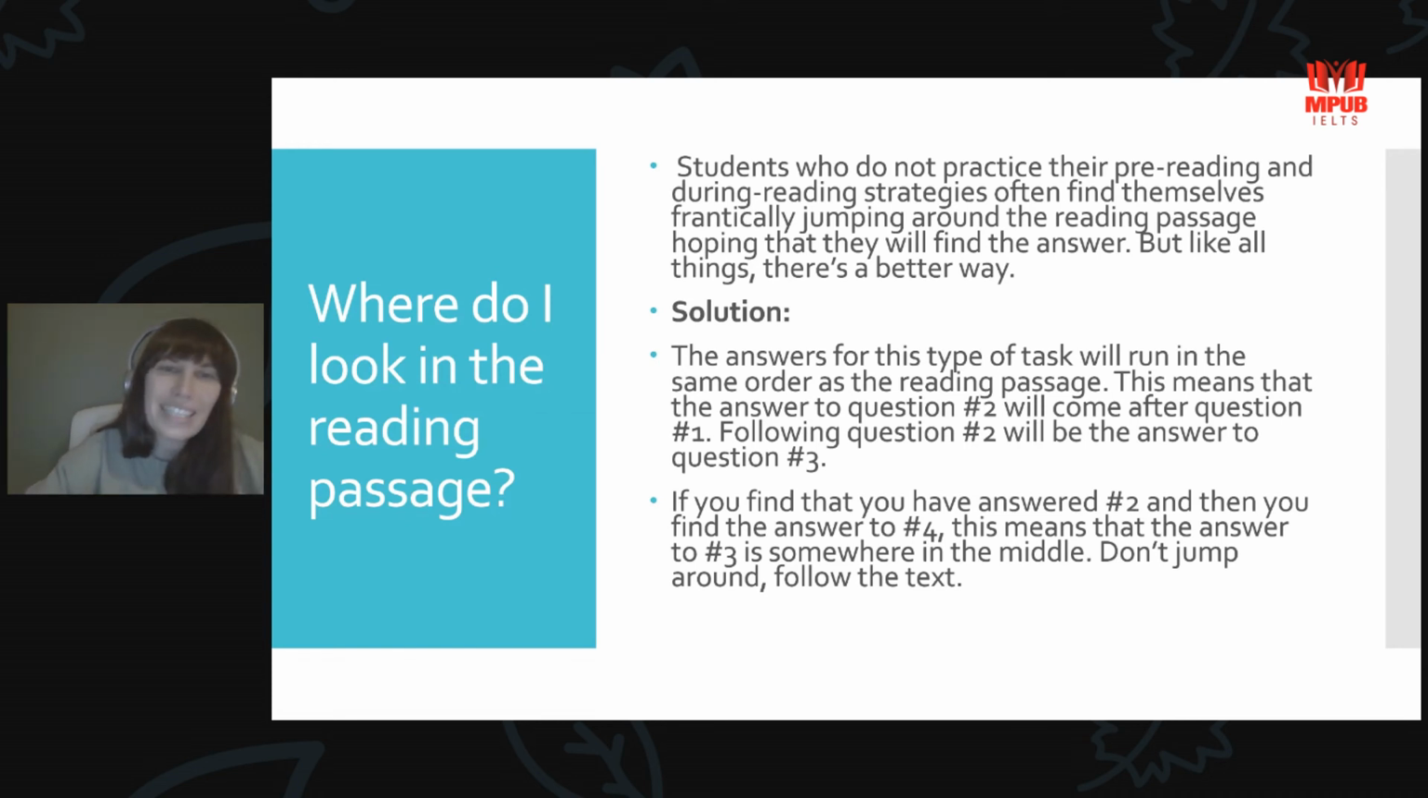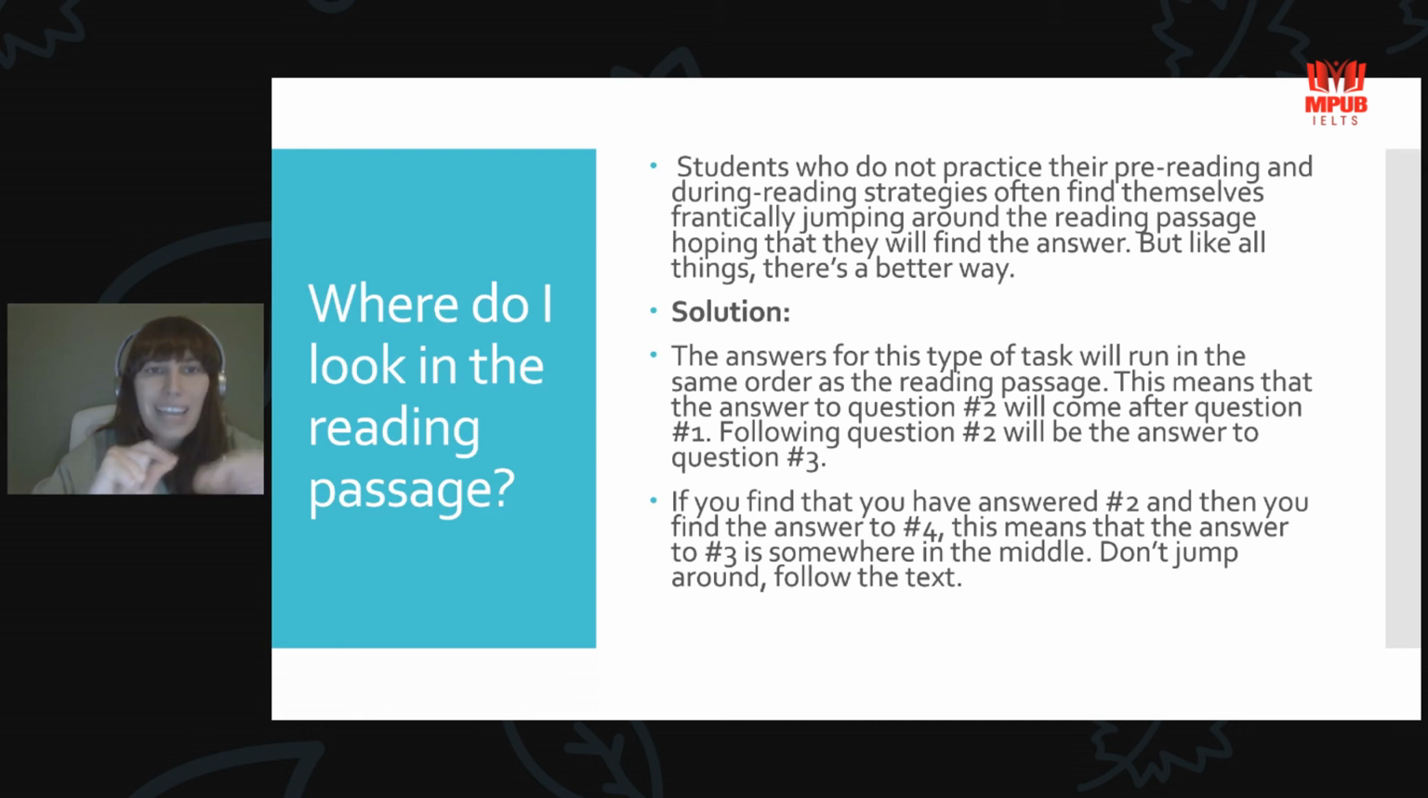So the answers, the true, false, and not given, will run in the same order as the reading passage. Okay, so you shouldn't be jumping back and forth in the reading passage. Once you have done the first part of the passage, that will have answered your first few questions. So you shouldn't have to go back. You shouldn't be jumping from the last paragraph to the first paragraph to the second paragraph. No, no, no. Once you've done the first part, that will relate to the first few questions. Second part, to the next set of questions. So therefore, the answers will run in order.